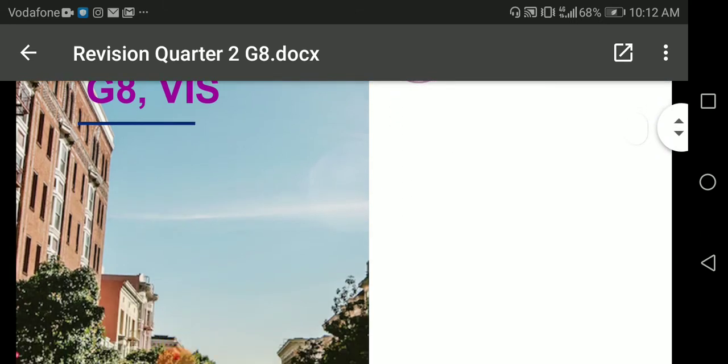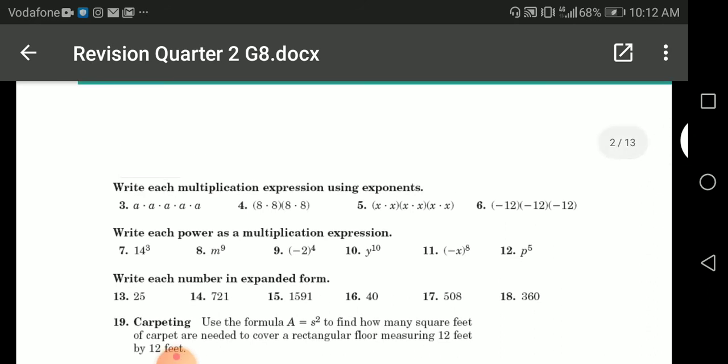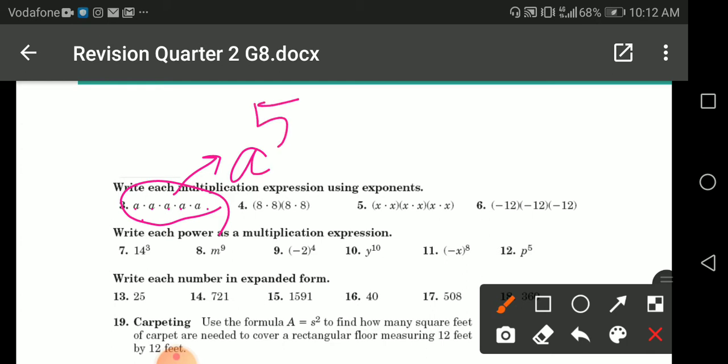So let's start. We have here, write each multiplication expression using exponents. So we have here how many A's? I count them: 1, 2, 3, 4, 5. So this will be A to the power 5.